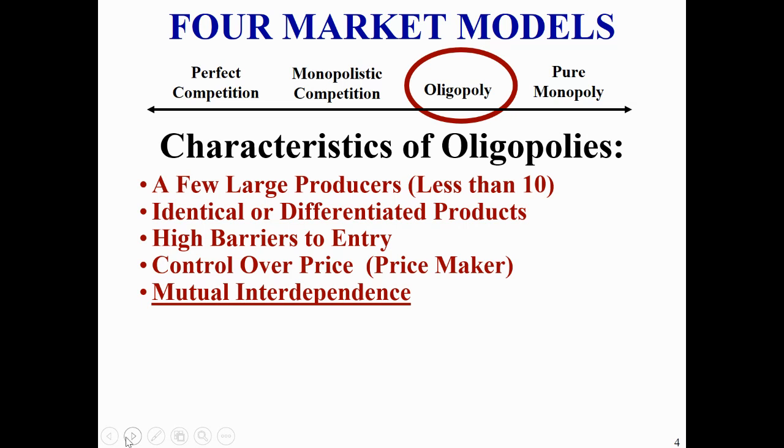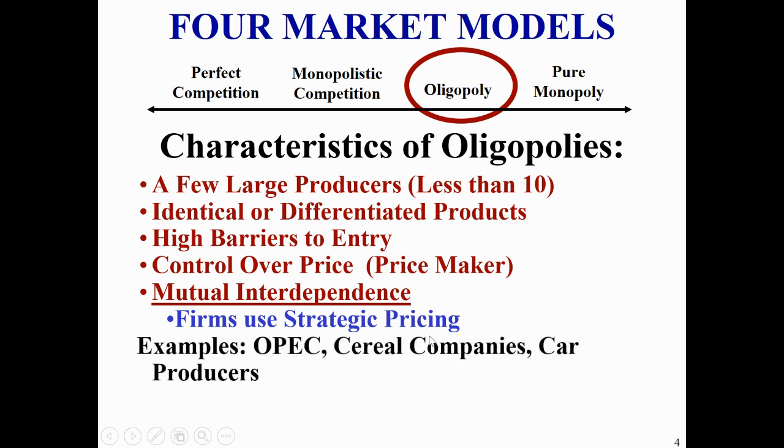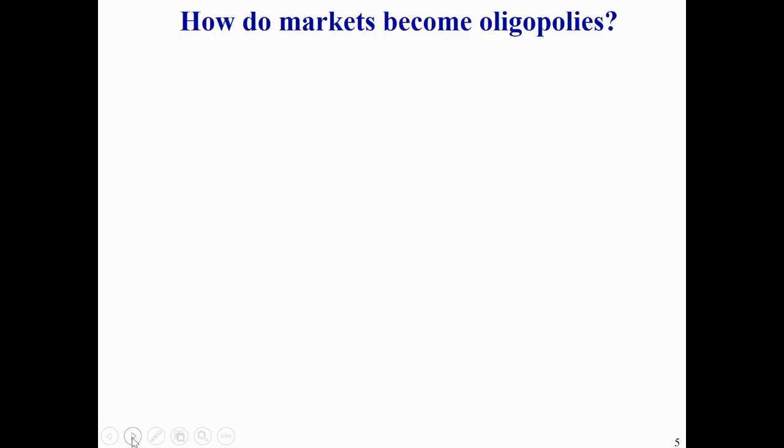So we talk about interdependence, right? They use strategic pricing to regulate their market. And like we said, OPEC, cereal, car producers, these are examples of when we say that they're interdependent, they kind of depend upon others in the strategies.